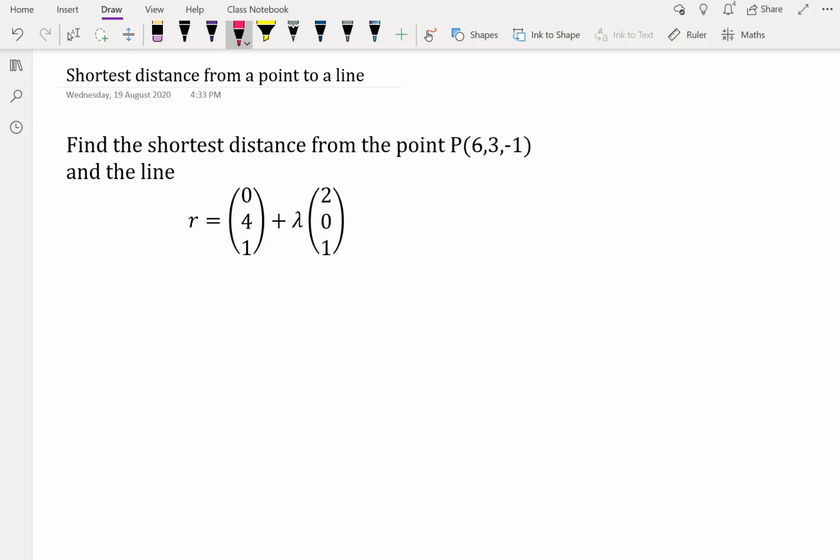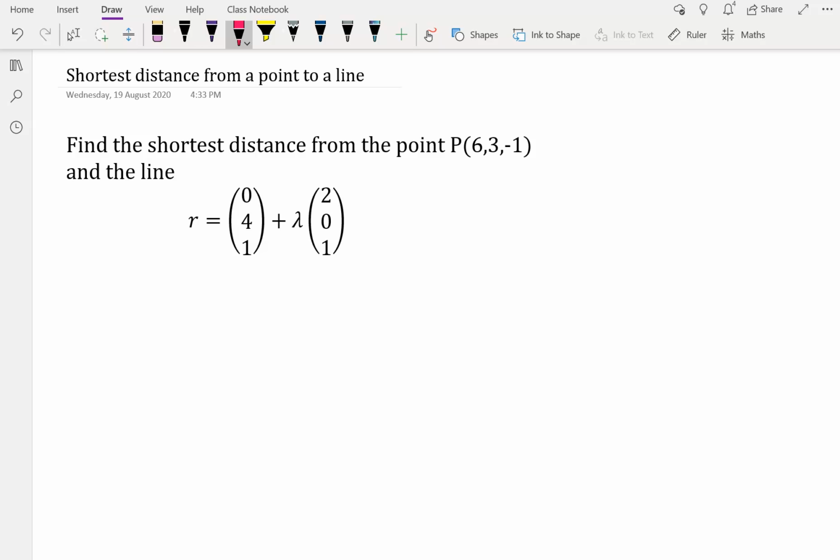Now the second situation looks like this. We want to find the shortest distance from a point to a line. So we've got a point P, it's (6, 3, -1), and we've got a line whose vector equation is (0, 4, 1), that's a point on the line, and the direction vector of (2, 0, 1).